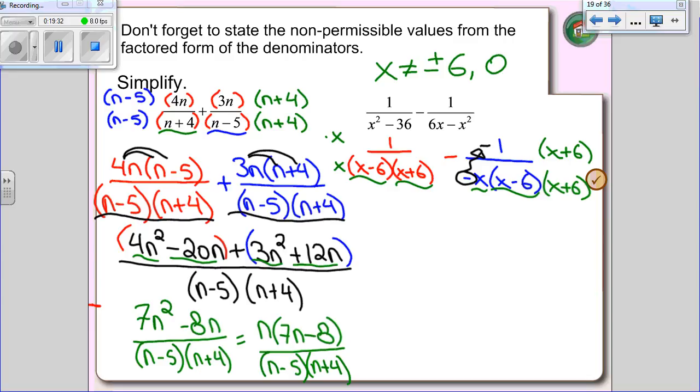All right, once we've got a common denominator, we can write these things out again a little neater. So this first guy is going to be 1 times x, that's just x, divided by x, x minus 6, x plus 6. Minus, this second fraction is just going to become negative 1 times x plus 6. That's what's left at the top. On the bottom, you have x, x minus 6, x plus 6. And you can see we have two fractions with the exact same denominators.